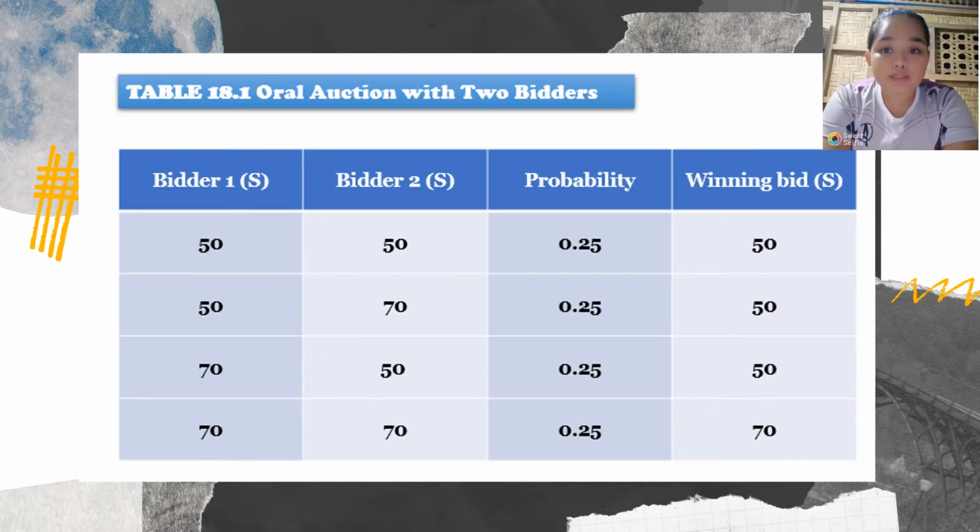Consider a retail store with a single unique item remaining in stock, but with two interested buyers. Let's say we assume that each buyer values the product at either a high value of 70 or a low value of 50, with each value equally likely. As we can see in Table 18.1, there are four possibilities.